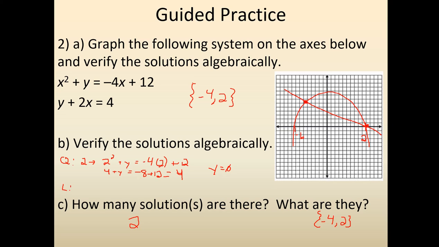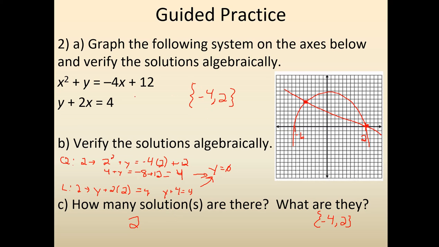For the linear line, if I do 2 again, I get y plus 2 times 2 equals 4. Remember, I'm just taking these numbers and plugging them in for x. And I once again get y plus 4 equals 4, or y equals 0. So plugging in 2 into either of these equations, I get y equals 0 both times.